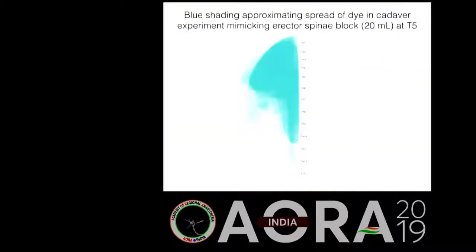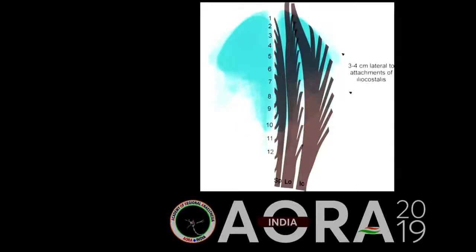In a recent cadaver experiment with dye injection, we noted extensive lateral spread of dye, which reached as far as the cutaneous ramifications of the lateral cutaneous branches of the intercostal nerves. This provides an alternative mechanism of action for erector spinae block.